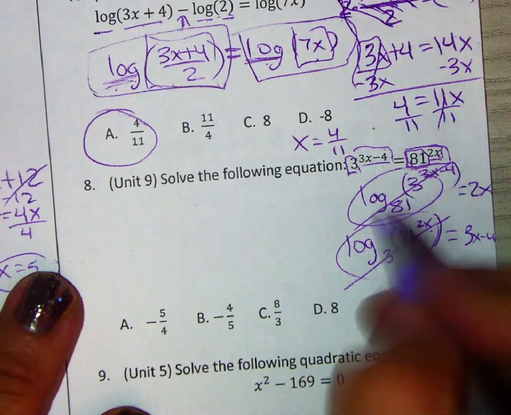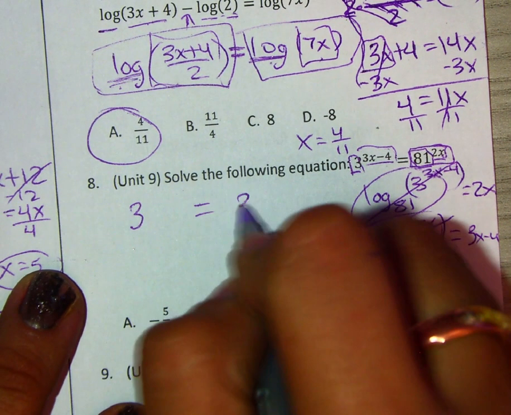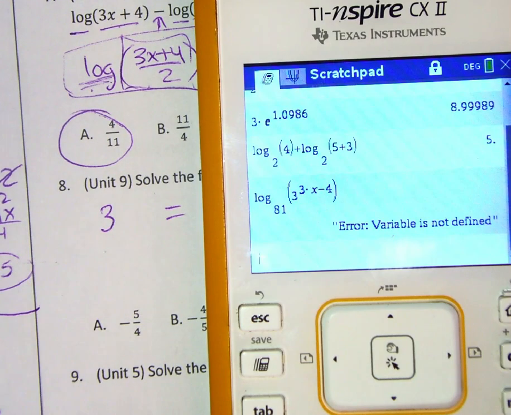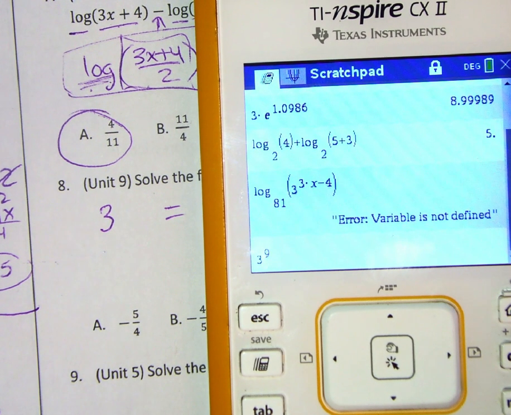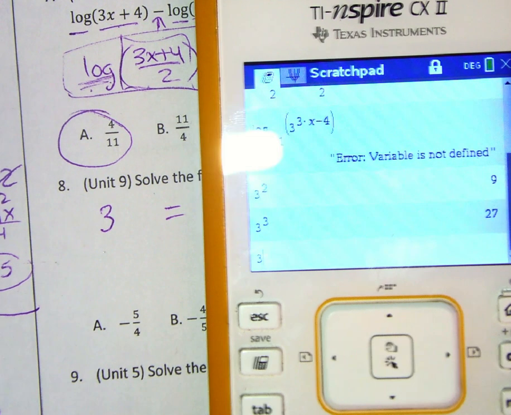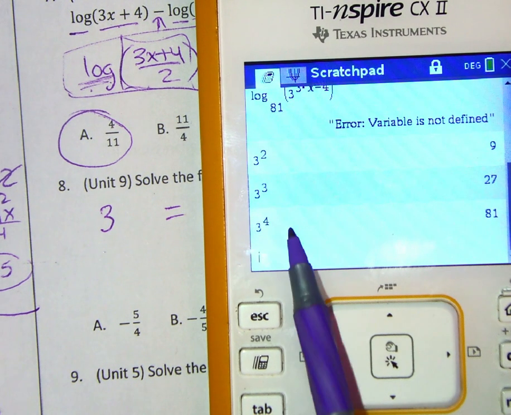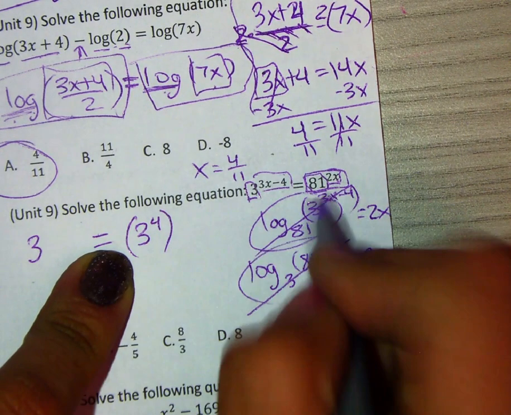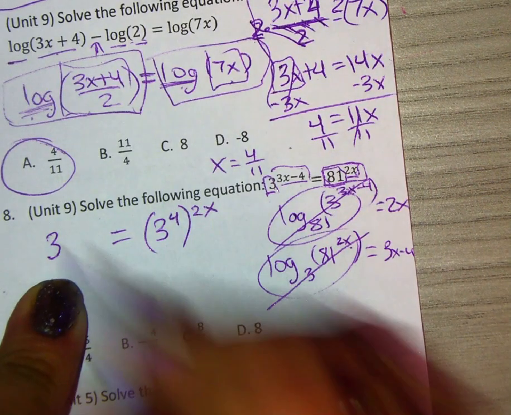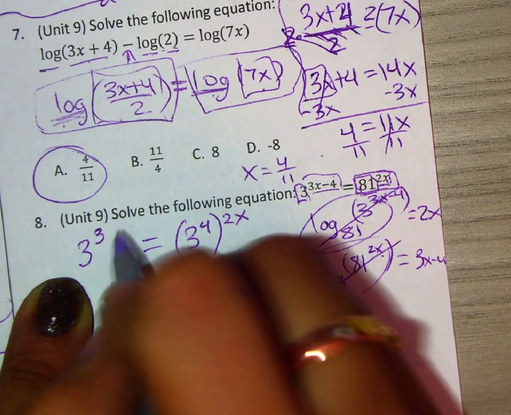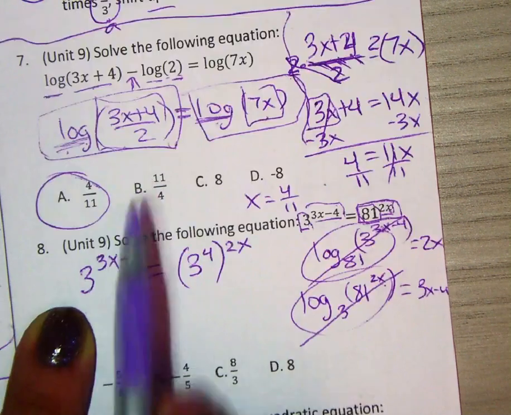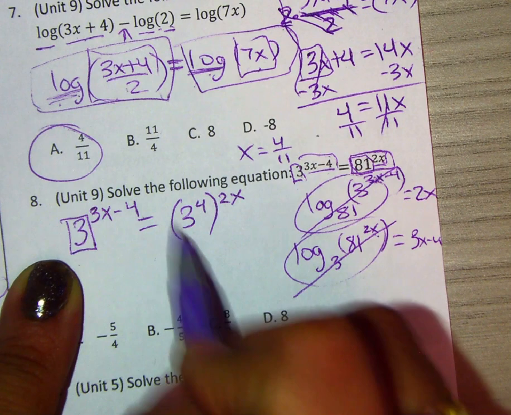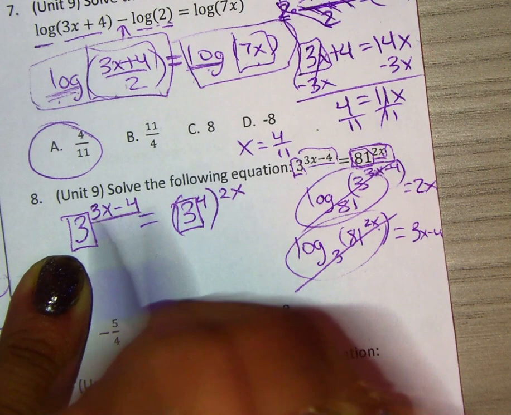So your other option is to look at the base and ask yourself, can 81 become also the base of 3? So if you use your calculator, you can do 3 squared, 3 to the third power, 3 to the fourth power, and 3 to the fourth power is 81. So if you rewrite 81 as 3 to the fourth power, and that to the power of 2x, we can now rewrite this equation as the bases are the same. Similar to the problem above, the logs were the same, so we focused on the arguments. On this one, the bases of 3 are the same, so we're going to focus on the exponents.